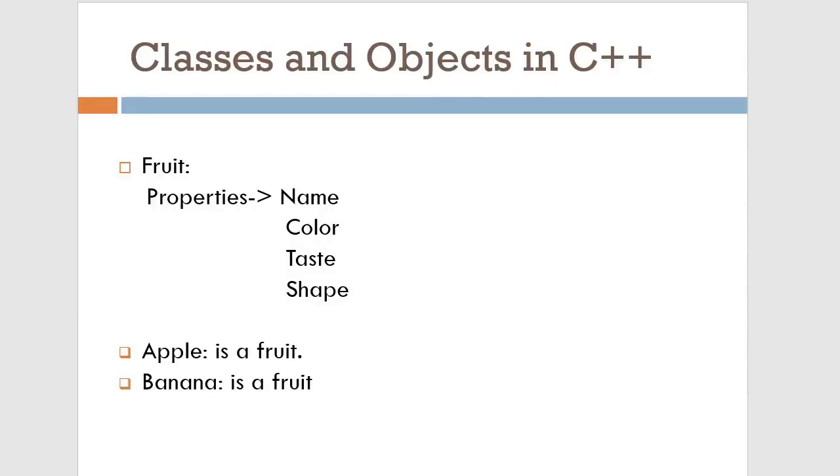How can we relate this example with classes and objects? Here, fruit can be related to a class. So fruit is one class. Then apple and banana can be considered as objects. So they are objects of this class called fruit. When you create an object, for example this apple or banana, it holds all the properties. So this is how objects and classes can be related.